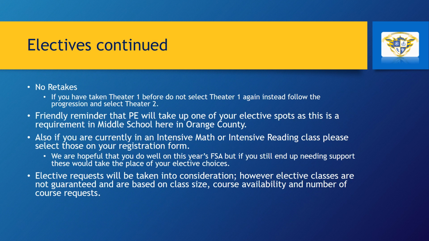Electives continue. There are no retakes. If you have taken, for example, Theater 1 before, do not select Theater 1 again. Instead, follow the progression and select Theater 2. Friendly reminder as well that PE will take up one of your elective spots, as this is a requirement in middle school here in Orange County.